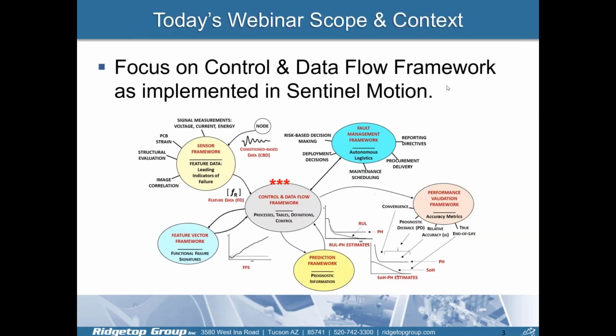So if we recall, for those of us that have been participating in this PHM webinar series that Hafi started over the last couple of months here, we've been focusing a lot on these different types of frameworks in a PHM and CBM system. So today we're going to be focusing on the control and data flow framework as implemented in Sentinel Motion. So Sentinel Motion is a family member of the Sentinel Suite family of products, and we'll be taking a kind of a deep dive into how the different types of sensor framework with RotoSense, some of the feature vector framework with the edge computing, all interact in this kind of modular system that we have going on.